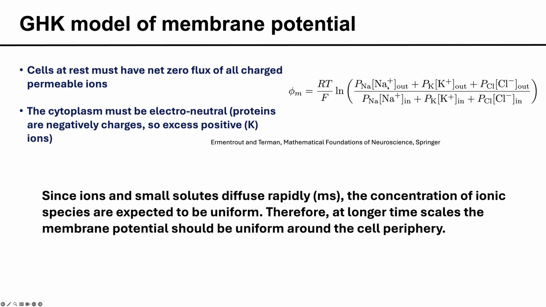Following this biophysical model, the prediction will be that because ions diffuse really rapidly, in milliseconds, ions are basically uniform in the cytoplasm. This says that the membrane potential should be basically uniform around the cell periphery, right? There is a gradient across the cell membrane from inside to outside, but there should not be a gradient around the cell periphery, because ion concentrations should be more or less uniform across the cell membrane.